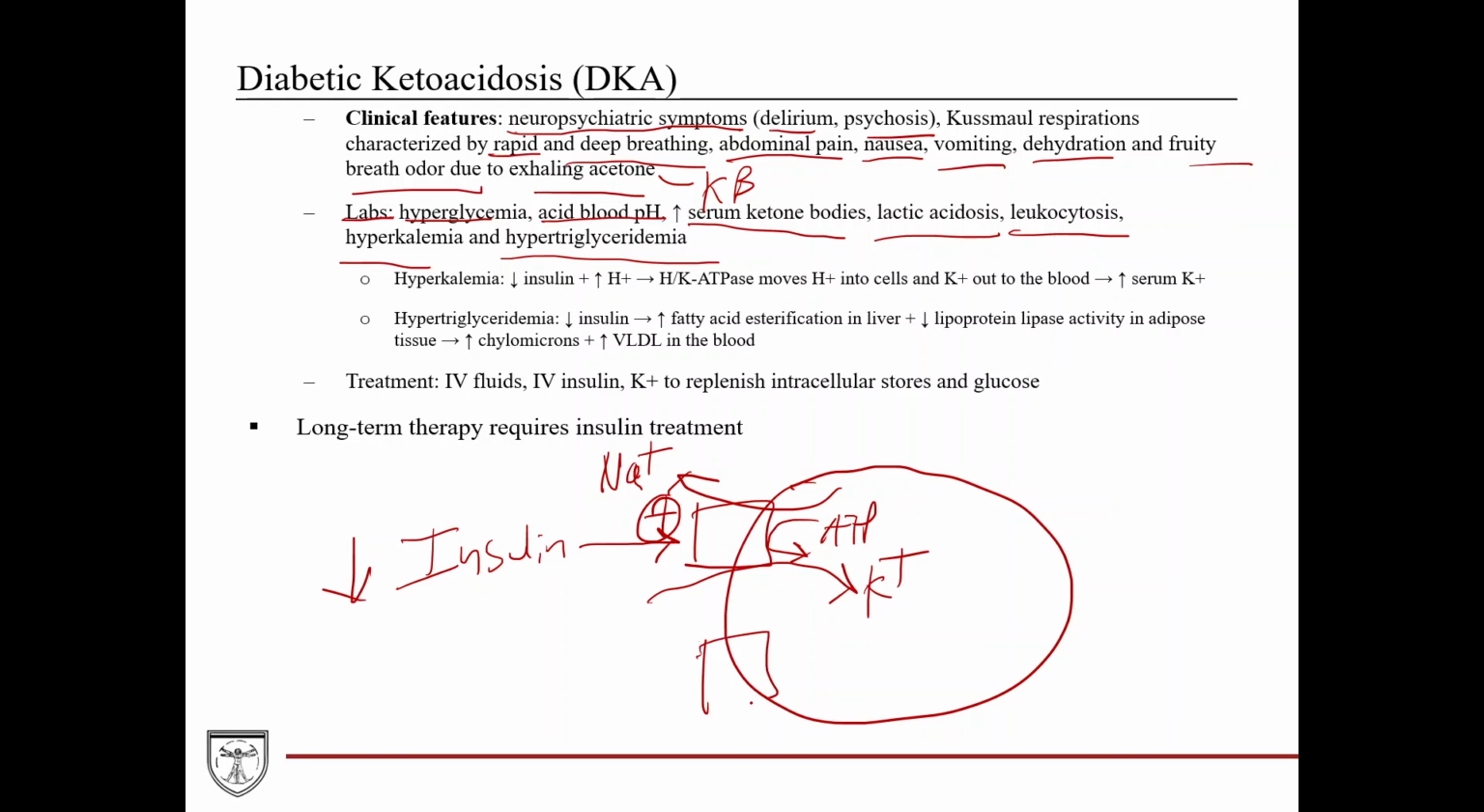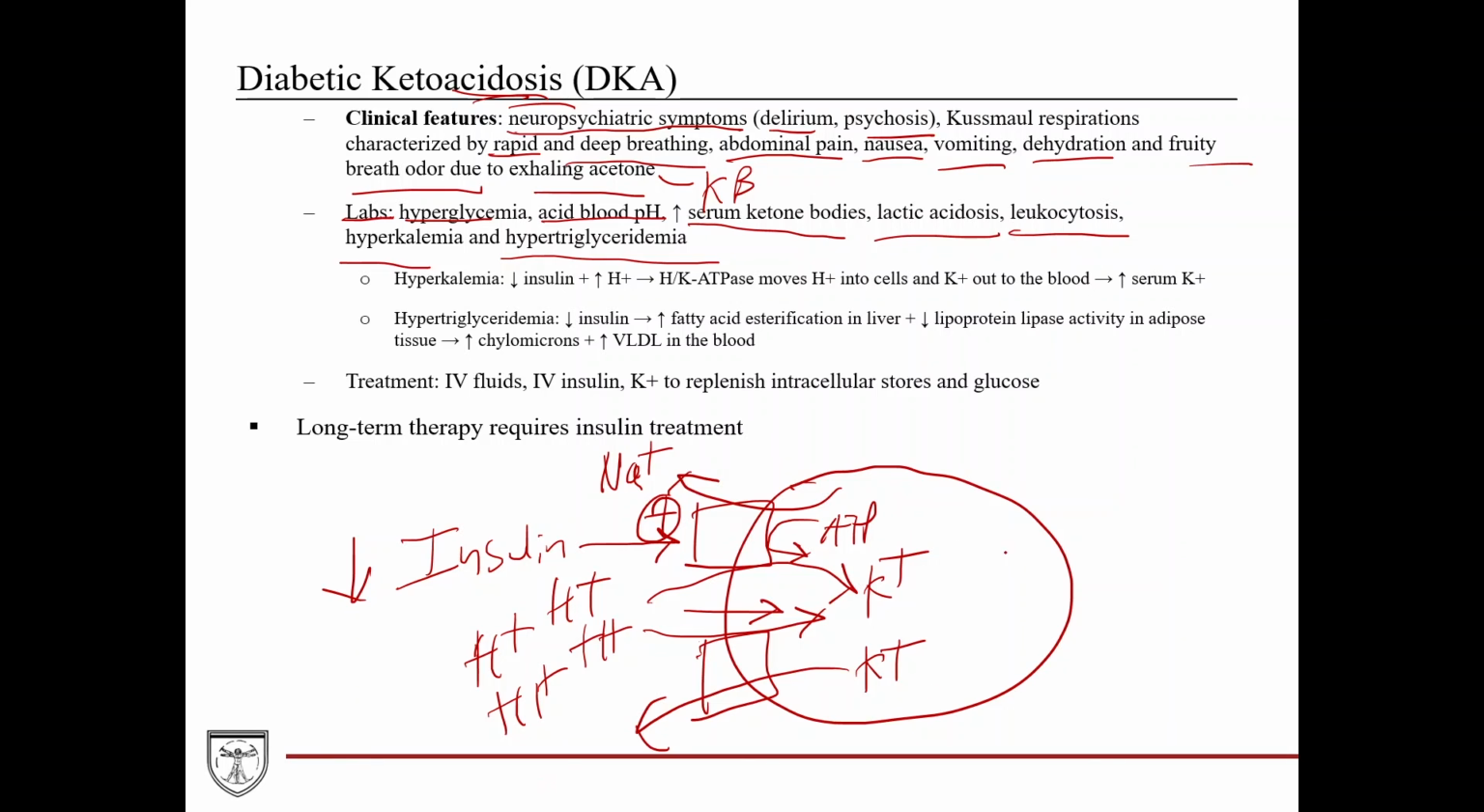The other exchanger that you want to be aware of is the hydrogen-potassium exchanger. That moves hydrogen into the cell and moves potassium out of the cell. Now, remember, this is an acidosis, a ketoacidosis. So that's going to drive this transporter to move hydrogen into the cell, essentially a way the body compensates for this acidosis. And as a result of that, it's going to move potassium out.